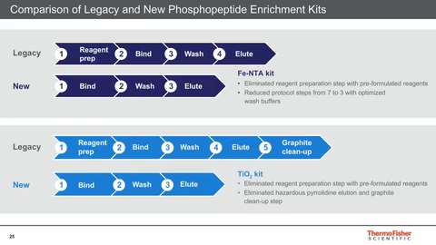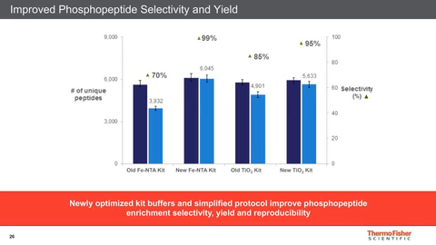Compared to the legacy kits, these new kits have dramatically simplified protocols with new pre-formulated buffers. Specifically, the iron NTA kit reduced the number of protocol steps from 7 to 3 by using an optimized loading and wash buffer, which resulted in higher binding specificity. On the lower panel, you can see that the titanium dioxide kit eliminated the hazardous pyrrolidine elution buffer in addition to the graphite cleanup columns, which also led to improved yields.